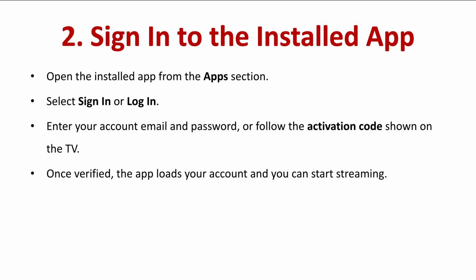Sign in to the installed app. Open the installed app from the app section, select sign in or login. Enter your account email and password or follow the activation code shown on the TV. Once verified, the app loads your account and you can start streaming.